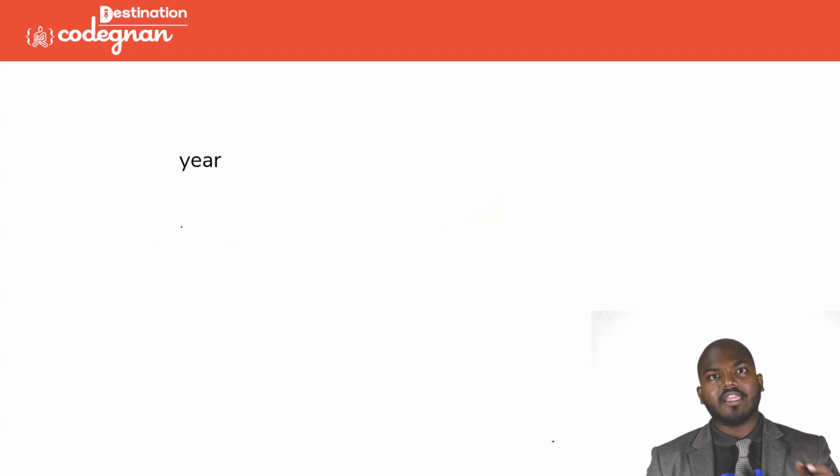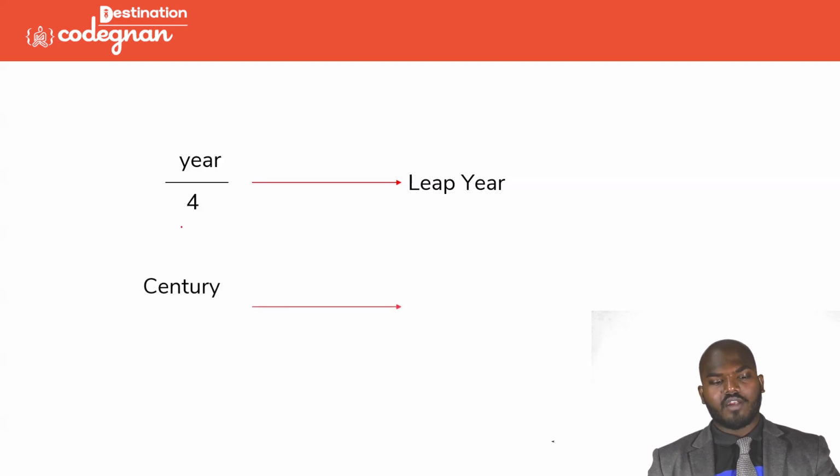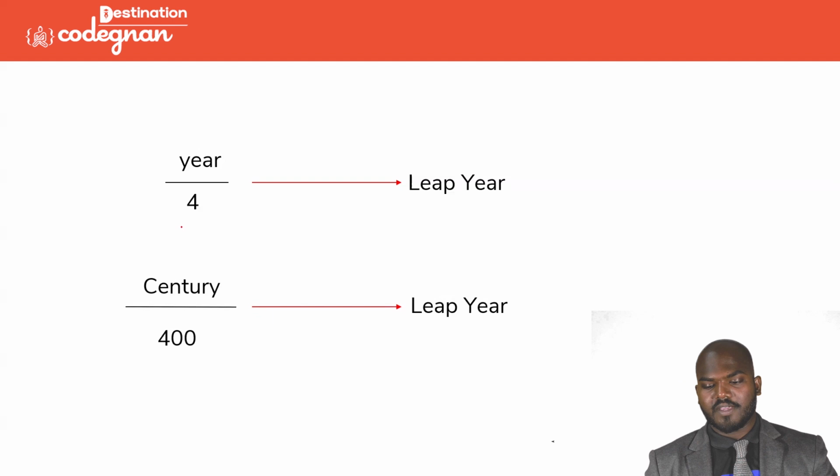But what about the year? If the year is divisible by 4, we call it a leap year. A leap year comes once in 4 years. And for a century year, we take divisibility by 400; if it is divisible by 400, that will also be called a leap year.